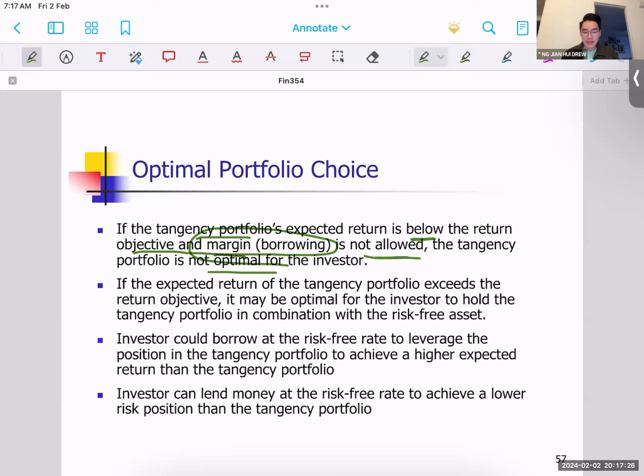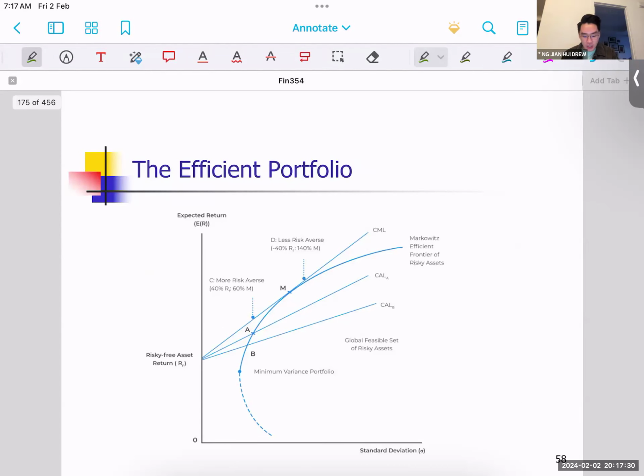What does this mean? I'm just going to flip to this. Imagine your tangent portfolio is here where the line touches the curve. Remember, that's the best portfolio. However, the expected return at this tangent portfolio, let's say, is 10% here. But let's say your client wants 15%. He wants here, right? Your client wants here. So what should you do?